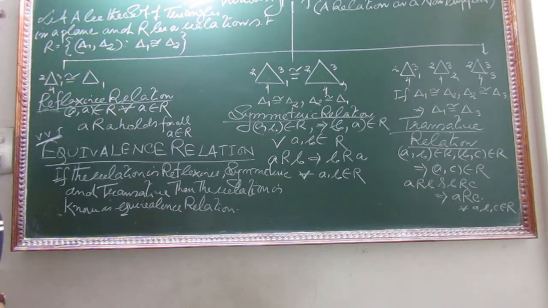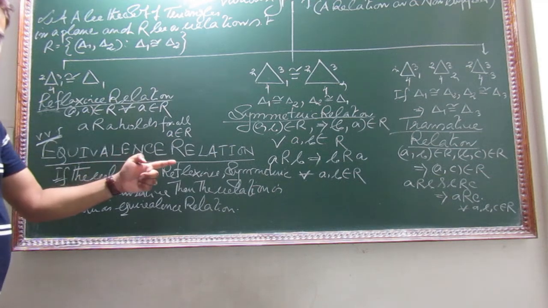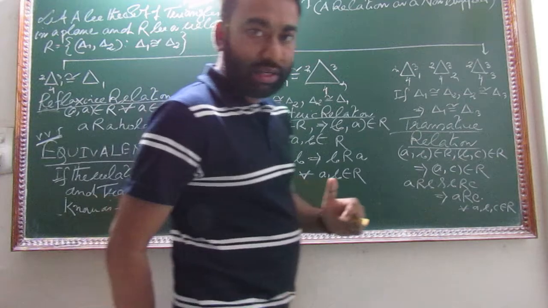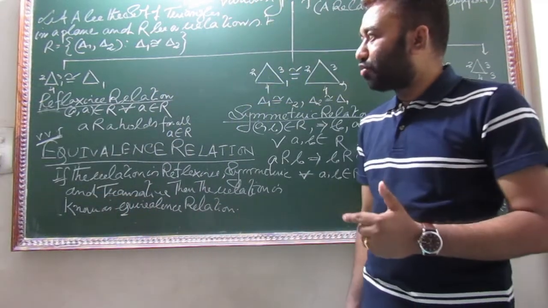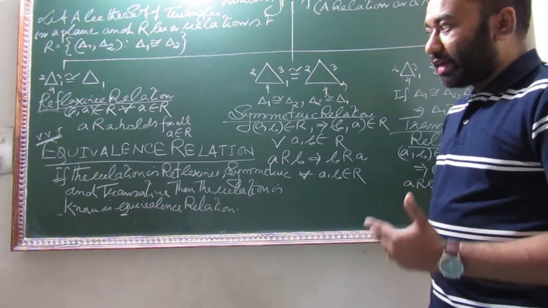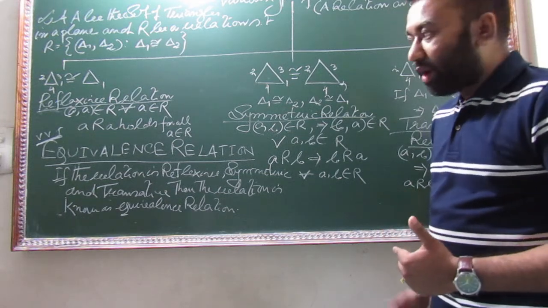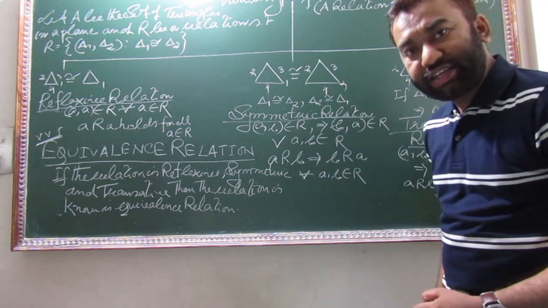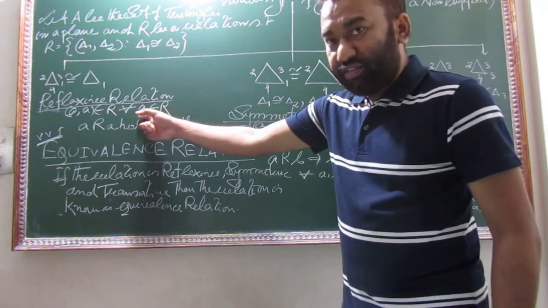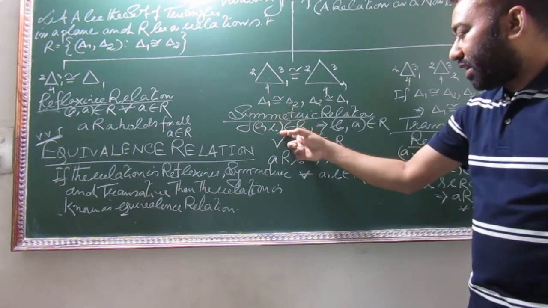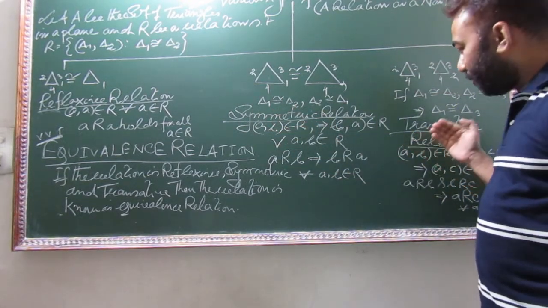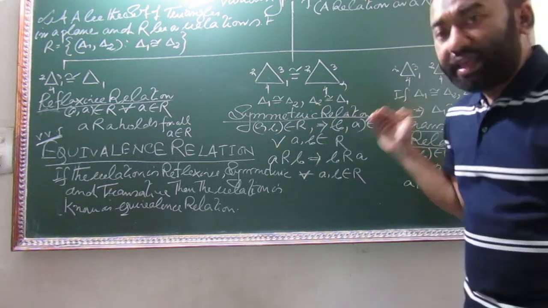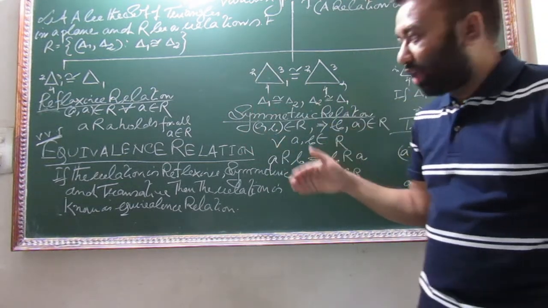Now at last I am going to tell about the equivalence relation. This is one of the most important things. In most of the questions of the CBSE examination, they used to ask: show that the relation is an equivalence relation. So what is an equivalence relation? Equivalence relation means the relation is reflexive as well as symmetric and transitive. That means if a relation satisfies all the three conditions, then that relation is known as an equivalence relation.